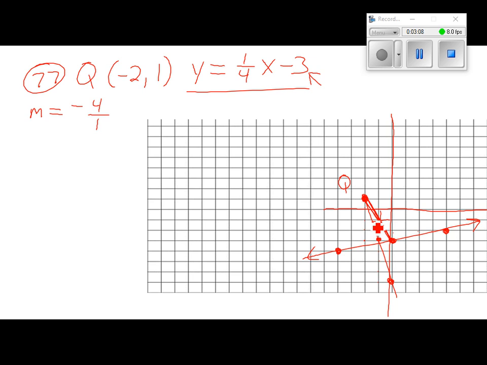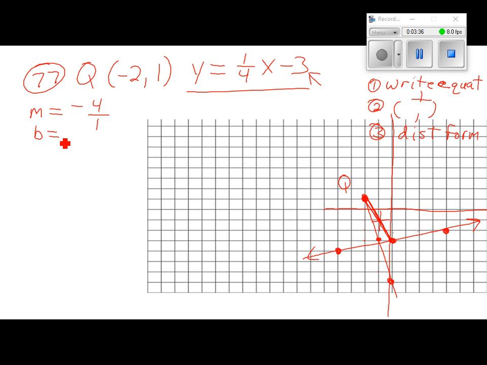There are 3 parts to this big long process. Number 1, write an equation of the line that's perpendicular. Number 2, find the point, find the ordered pair. Number 3, use the distance formula to find the distance. Well, we already have half of the equation. Now all we've got to do is find the b.